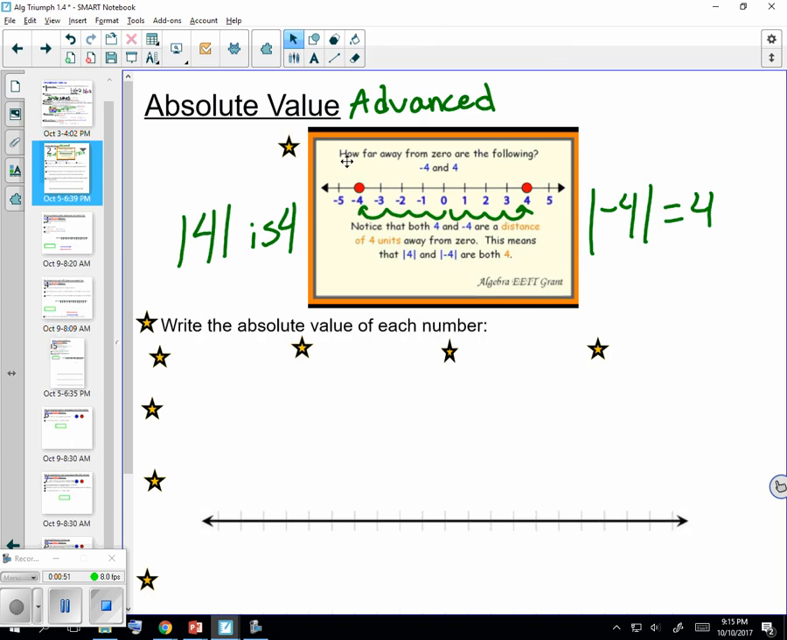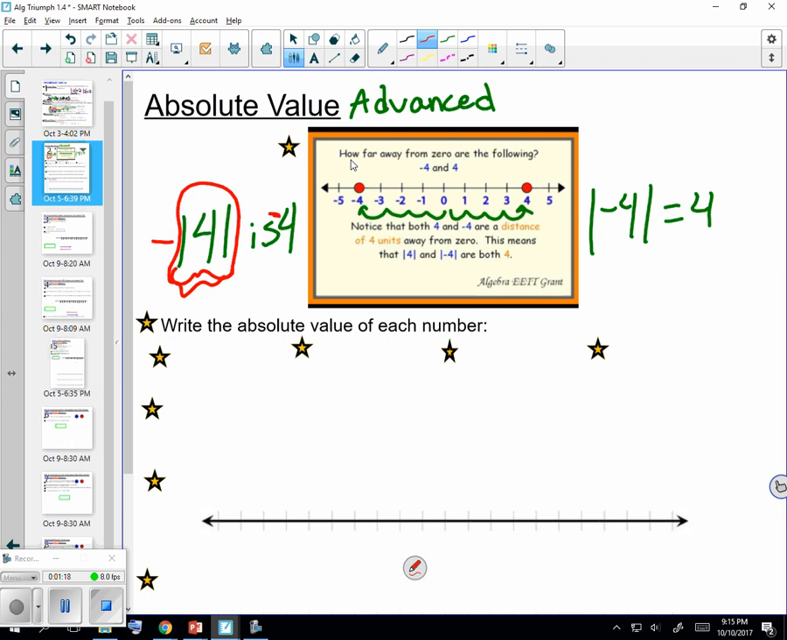Now, we're going to write some absolute values for each number. What we have to understand is that if I throw a negative outside of the absolute value, it actually changes my answer. While the absolute value of 4, this piece right here, is still 4, I have this negative that suddenly floats in outside.